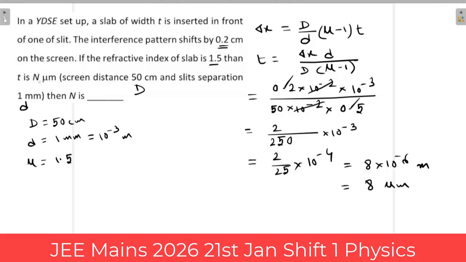Now the width is given as N micrometer. So T is already given as N micrometer and we get T is 8 micrometer. So the value of N is 8.